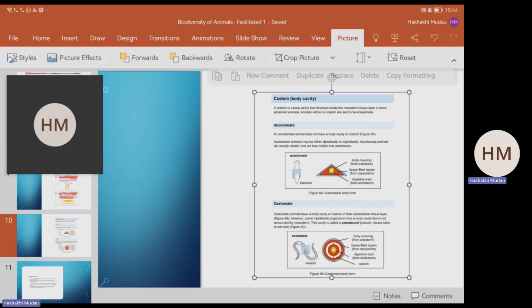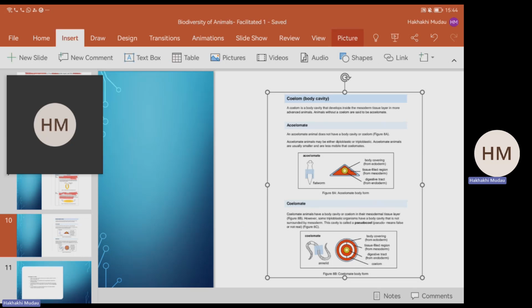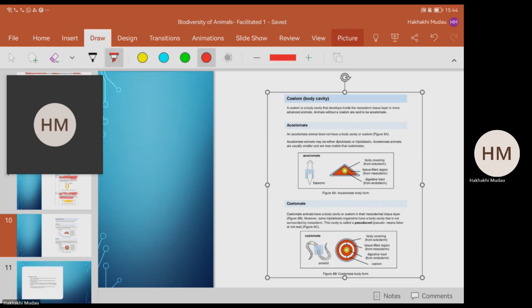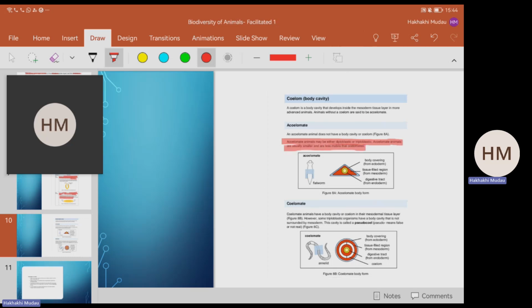As they said here, acoelomate animals may be either diploblastic or triploblastic. Acoelomates are usually smaller and less mobile than coelomates. And I'm going to explain why they are less mobile when we move to the next slide. So coelomate animals have a body cavity, or coelom, in their mesodermal tissue layer. So please do not confuse this.